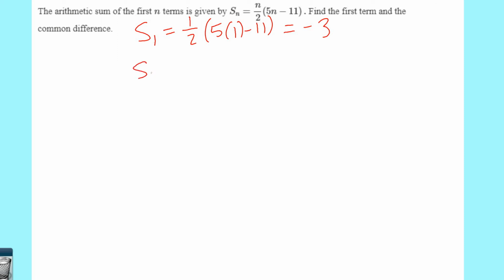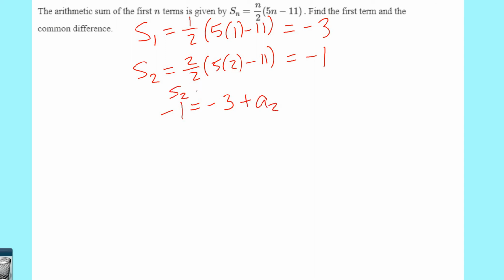Perfect. All right, the sum of the next two terms. All right, let's do 2 over 2 times 5 times 2 minus 11. That gets us negative 1. Well, if the sum of the first two numbers is negative 1 and the first number is negative 3, then negative 1 must equal negative 3 plus the second term. Again, the sum of the first two terms is equal to the first term plus the second term. So that sum, which was negative 1, is equal to negative 3 plus what? So 2 is the second term.